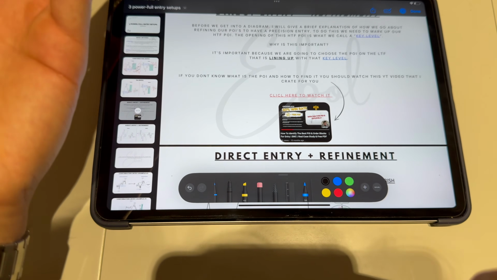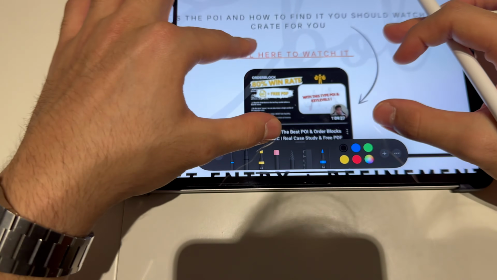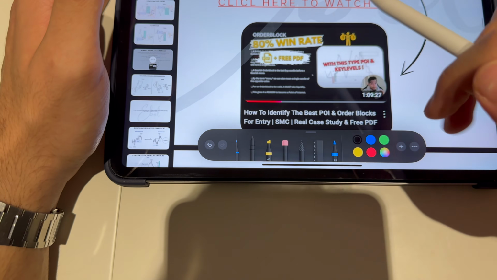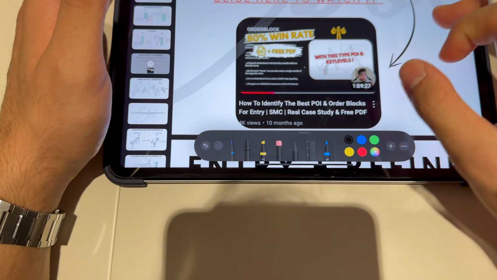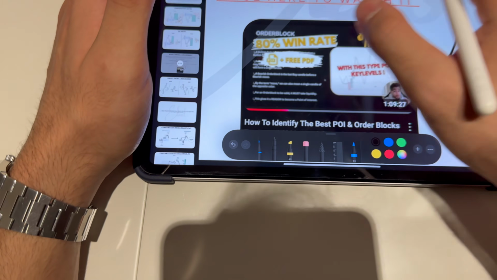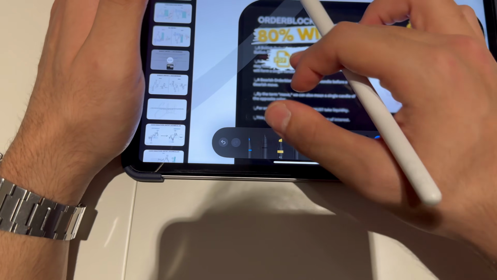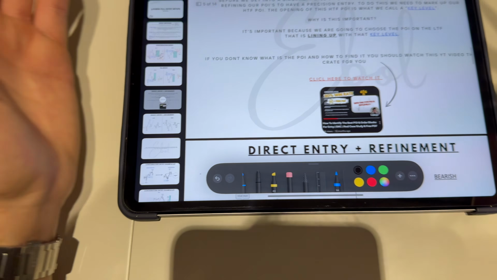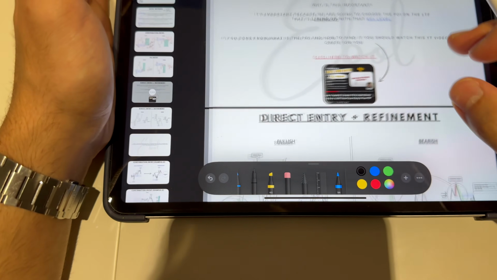And if you don't know what a point of interest is, how I find my points of interest, and what the key level is, you should watch this video. 100% watch this video. This is one of the best videos that I recorded. It's 1 hour where I talk about the point of interest, order blocks, all this stuff, plus a free PDF. So I'm going to put the link here also. You can take a look at it.